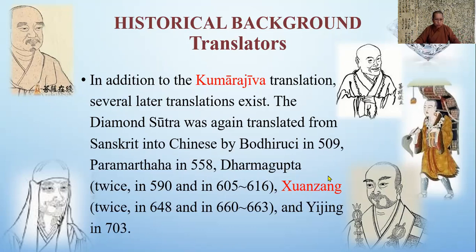And Xuanzang, which is also a very important translator, and the Chinese translating master. He also translated 2 times, keep editing it in these 2 periods of time, and Yi Jing in 703. So I remember somebody did ask me which translation is the best translation? And I always ask him, which person in this world is the best person in this world? To you, this person might be the best, but to another person, this person is not the best. So how can I say which translation is the best translation?